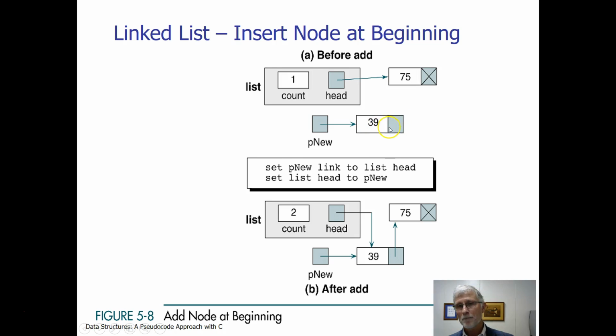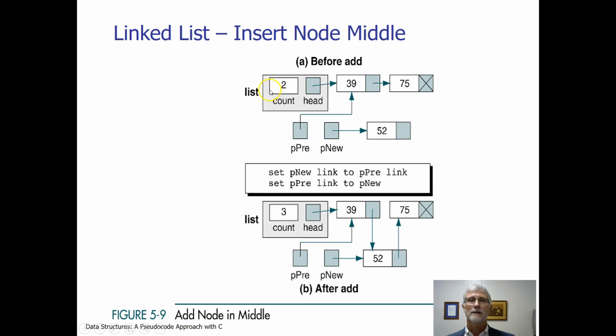So now I want to point the data 39 to 75, and then I'm going to change the location of the head pointer to the address of new. Now this sequence is very important, because if you change the head location first and then try to point to the next item, I may lose all the data in the chain. So you've got to be careful. You want to make sure you change the new item to point to the list, and then change the location of where you're starting your list from.